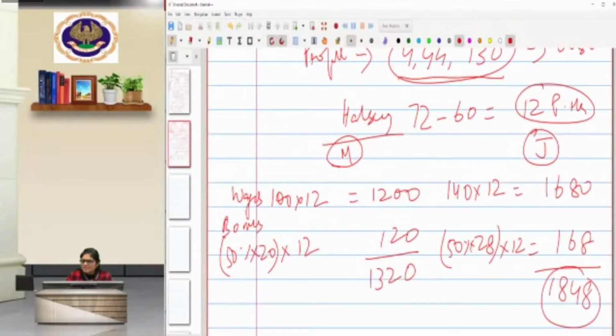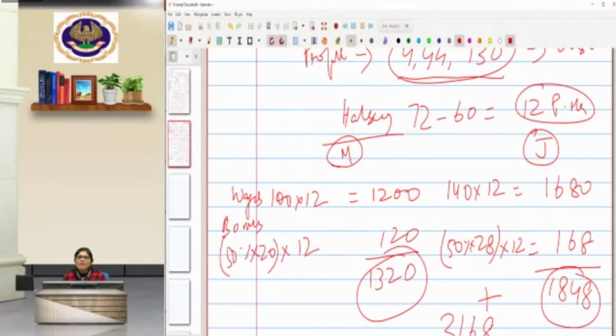1848. So this is the total loss incurred, 1320 plus 1848. The total loss incurred was 3168 as per the wrong rate selection when we follow the Halsey method. Wrong rate selection. I hope you've understood. Yes. All right. So this is the loss incurred. I hope you have understood.